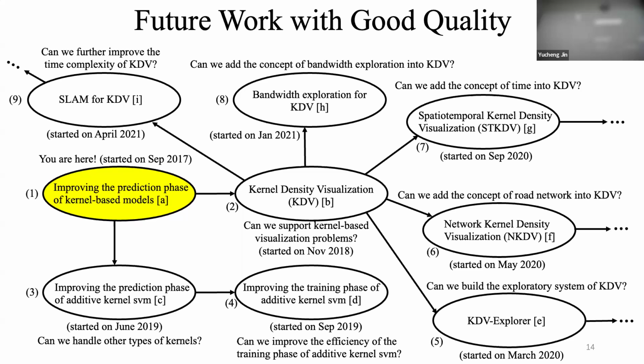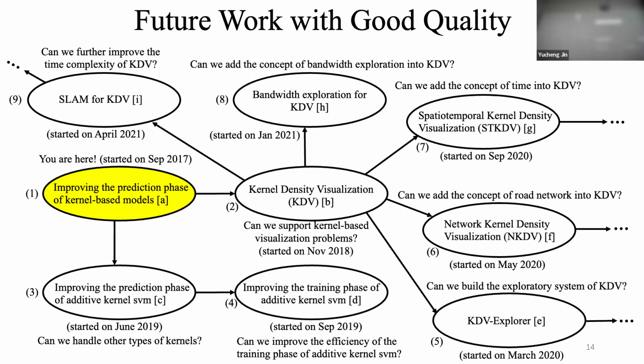Then we have another kernel function called additive kernels, which have very nice properties and have been used in some action recognition tasks. So at that time, I thought this kernel is also very slow. Can we improve the prediction rate for this kernel SVM? So I've done another topic here.